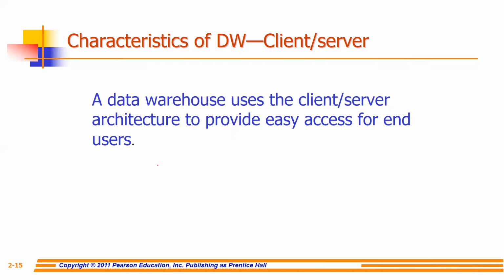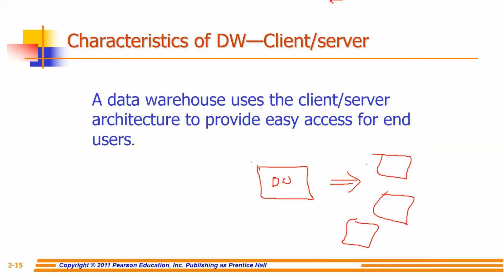A data warehouse has a client server characteristic. The data is stored in a server in the form of a data warehouse, and then the client system will use the data from it. So this is a data warehouse which is stored on a server, and from this server multiple clients will use the data from the same server.